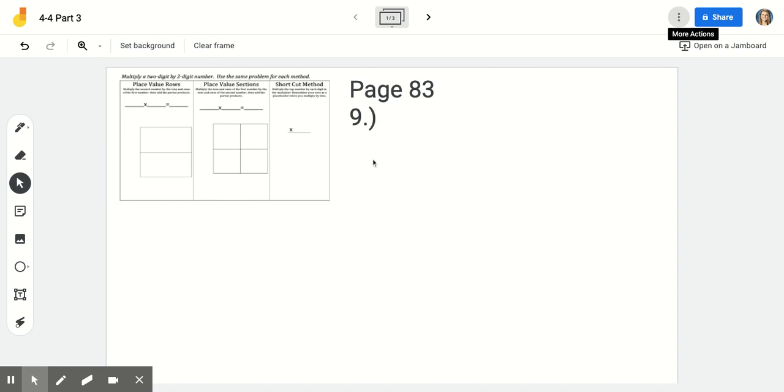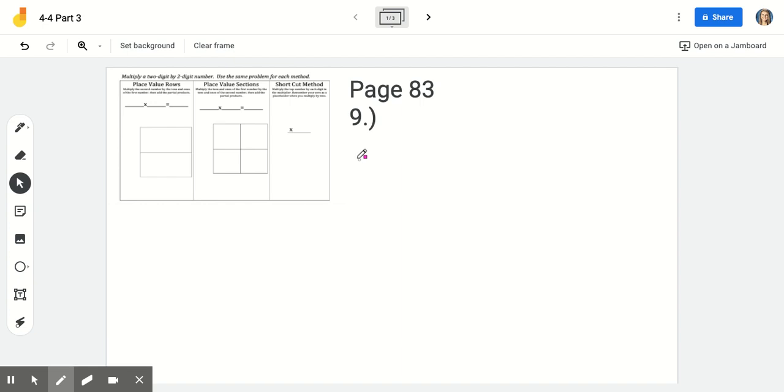So go ahead and open up your activity book to page 83. And in your book, we're going to solve number 9 together and work our way through the next problems. Okay, so page 83, number 9. What I'd like you to do, you can either solve these problems really small in your book, or if you prefer, on your whiteboard, and then transfer your answers over. So go ahead and get ready with me.